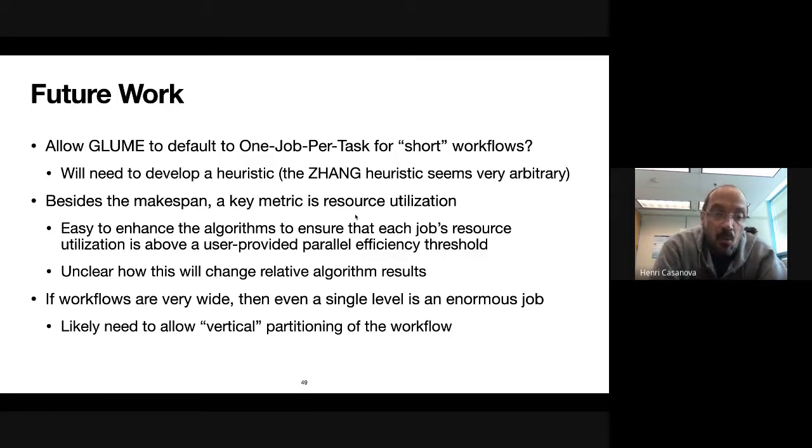And then if the workflows are very wide, then even a single level is an enormous job, right? And at that point, we probably need to split not only horizontally along levels, but vertically, meaning a level could be run as multiple jobs, right? So we could call that maybe vertical partitioning. And as far as I know, no one has really looked at that, and that could be very difficult unless you do level by level. But if you do groups of levels with fancy horizontal partitioning, as well as fancy vertical partitioning, then a lot of interesting, difficult questions arise, and maybe it's worth exploring those questions.